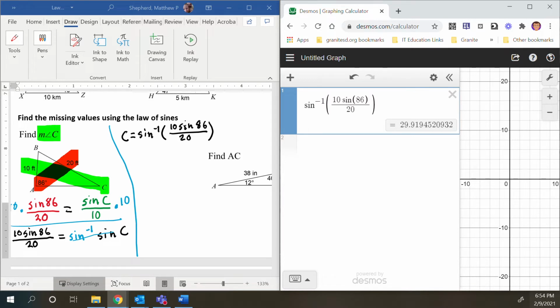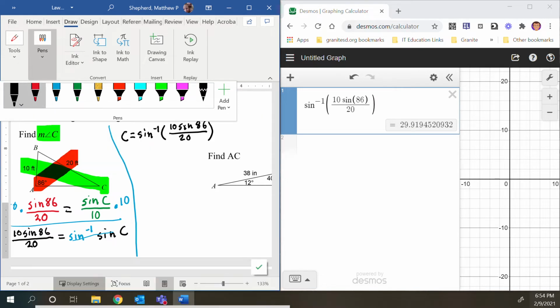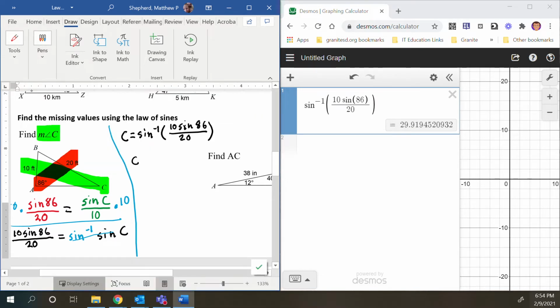So C should be approximately 29.9, or not feet, this was an angle, so that should be 29.9 degrees.